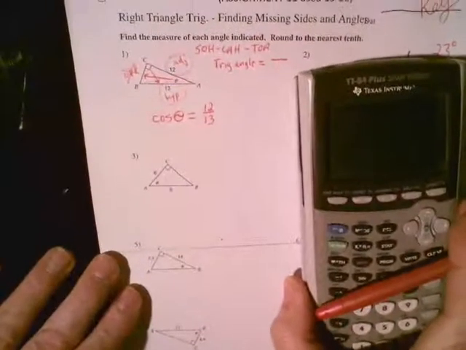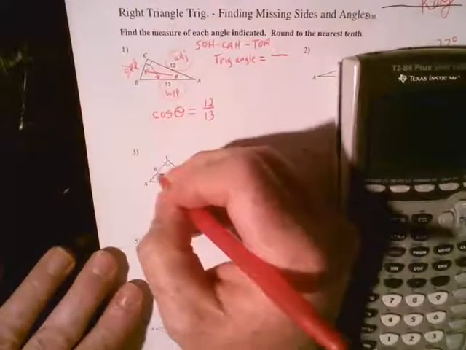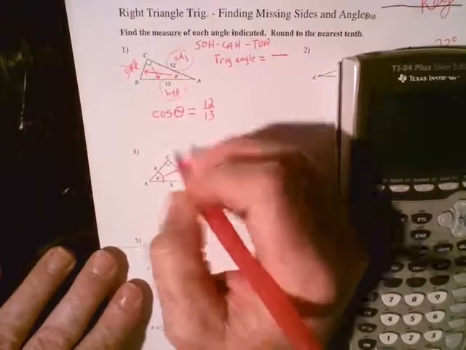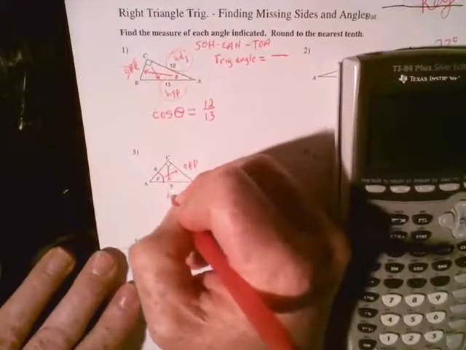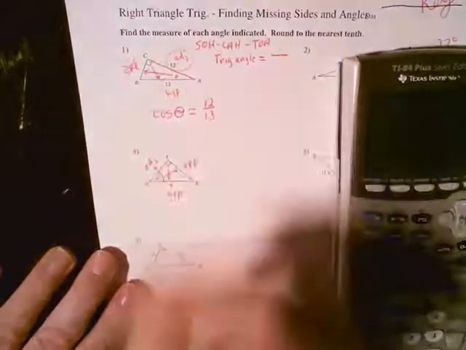So we're going to do the exact same thing on number 3. We're dealing with this angle. That's the opposite leg. That's the hypotenuse. This side over here then is the adjacent leg.